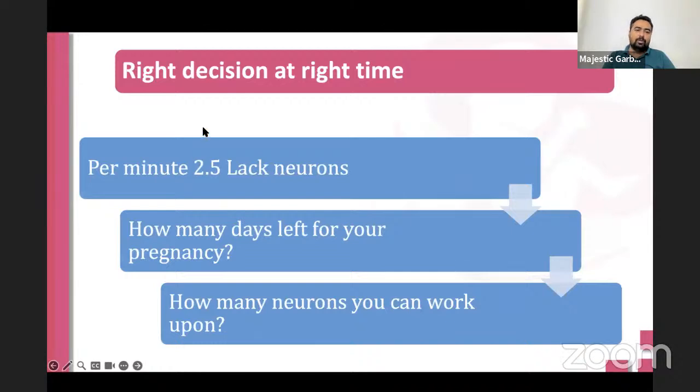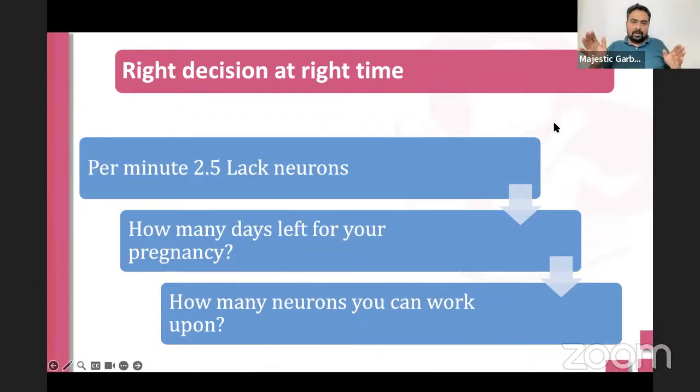Ultimate point is that the right decision at the right time is needed. If you feel, okay, I'm seven months pregnant and I'm too late to subscribe, for example, just remember you still have three months to go. So how many activities can you practice? It is better to be late than never.